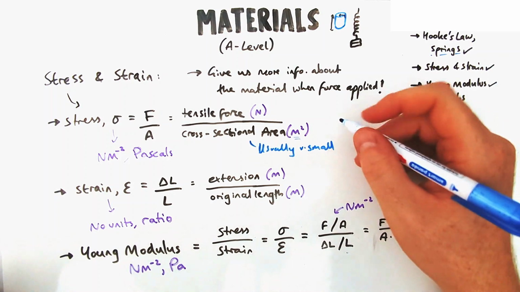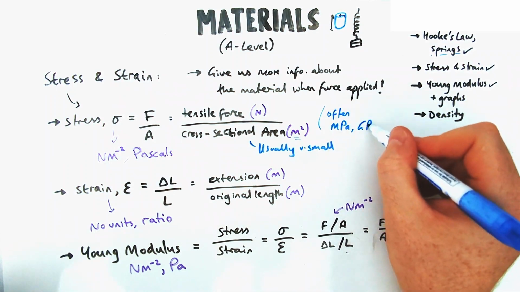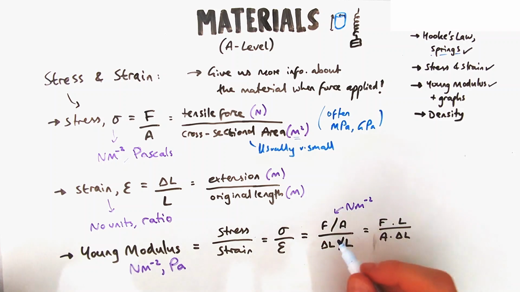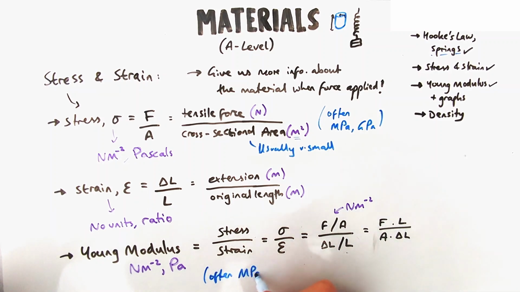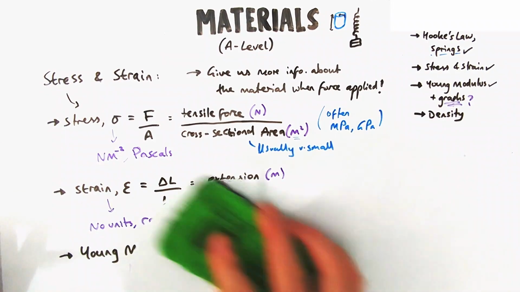It's worth noting that cross-sectional area is normally a very small value because 1 meter squared is quite a big material. So often you'll find Young modulus and stress given in megapascals, gigapascals. They're usually quite a large unit. So let's have a look at Young modulus graph.